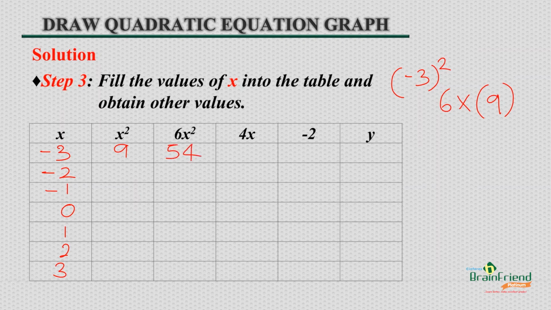The next column now is the 4x column. To do this part, we are only saying 4 times whatever value we have for x, and in this case, it is -3. So we now have 4 times -3, which is -12. The next column is the -2 column. Well, in this column, all we need to do is write down -2. And for y, we would evaluate the value in the next step. So we'll continue the same way for the other values of x.